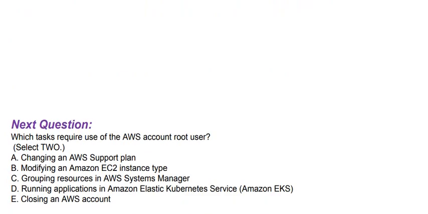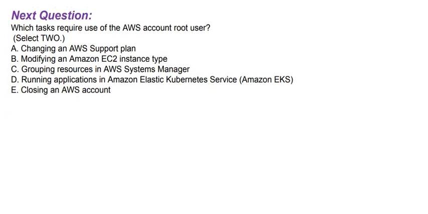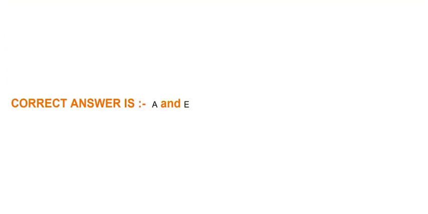Next question is, which tasks require use of AWS account root user? Select two options. Option A, changing an AWS support plan. Option B, modifying an Amazon EC2 instance type. Option C, grouping resources in AWS Systems Manager. Option D, running applications in Amazon Elastic Kubernetes Service. And option E, closing an AWS account. The correct answer is option A and E.